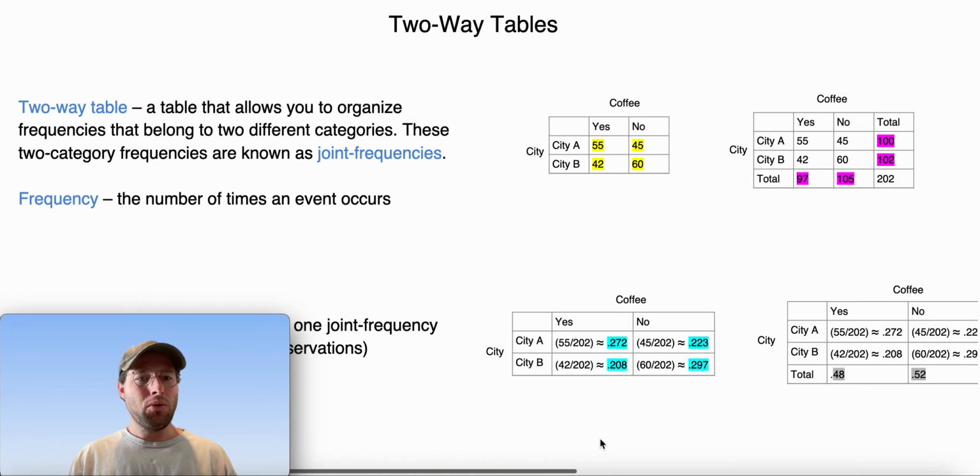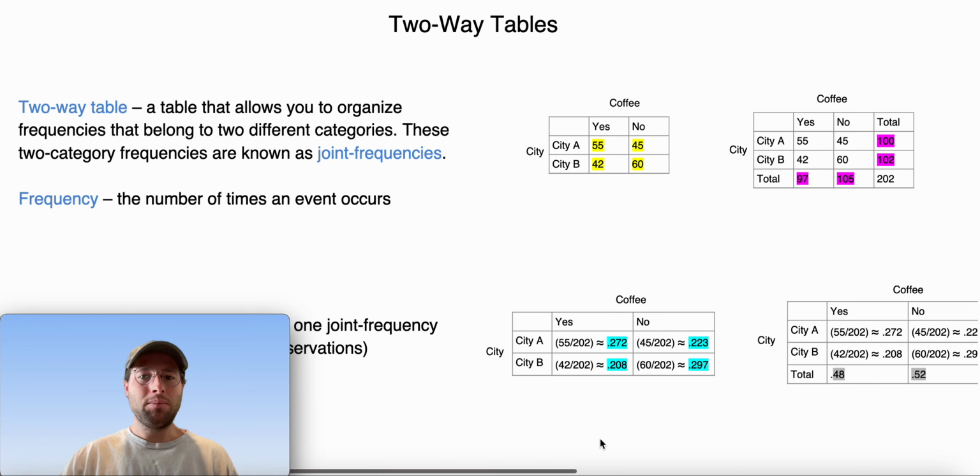In today's video, we're going to be going over two-way tables. Alright, so let's get started here. Two-way table: a table that allows you to organize frequencies that belong to two different categories. These two category frequencies are known as joint frequencies. And frequency in this context is the number of times an event occurs.